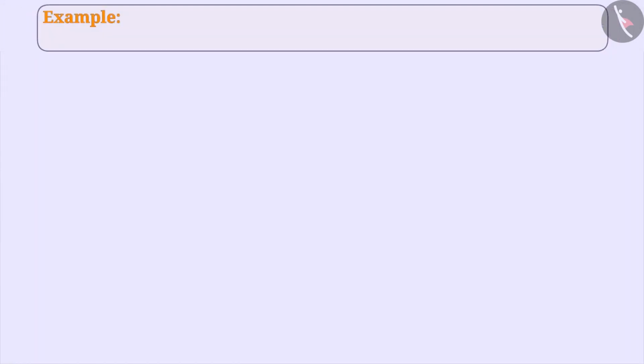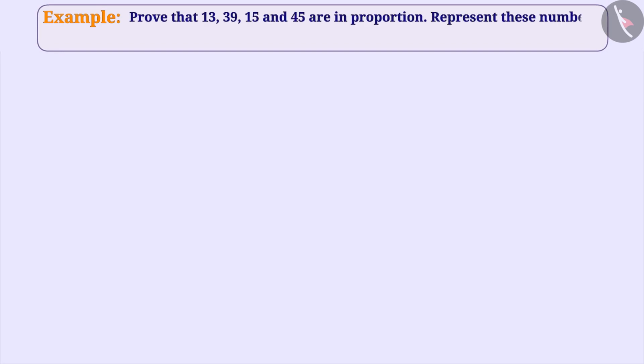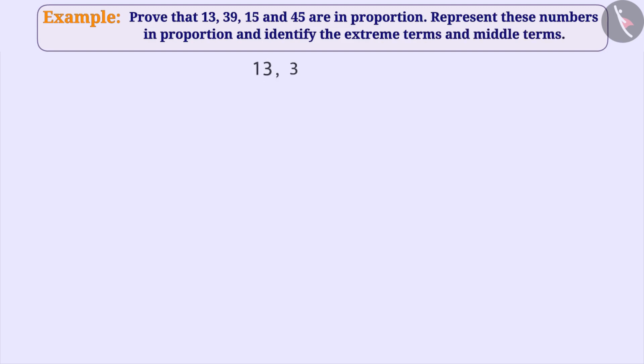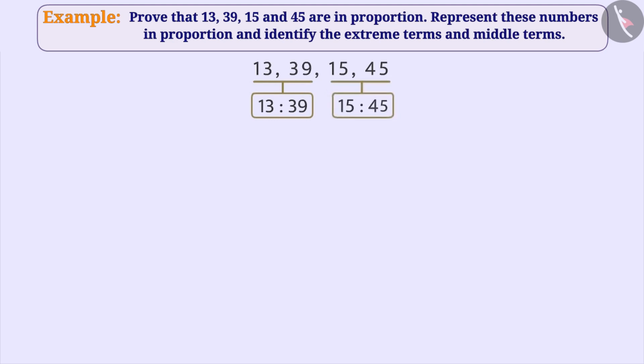Next example. Prove that 13, 39, 15 and 45 are in proportion. Represent these numbers in proportion and identify the extreme terms and middle terms. 13, 39, 15 and 45 will be in proportion only when the ratio of the first two terms, that is, 13:39, is equal to the ratio of the last two terms, that is, 15:45. So, to prove that they are in proportion, we need to prove that 13:39 is equal to 15:45.